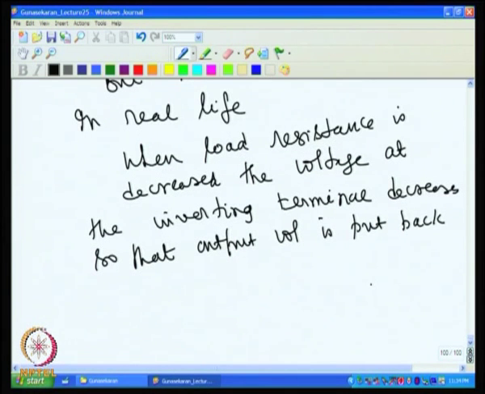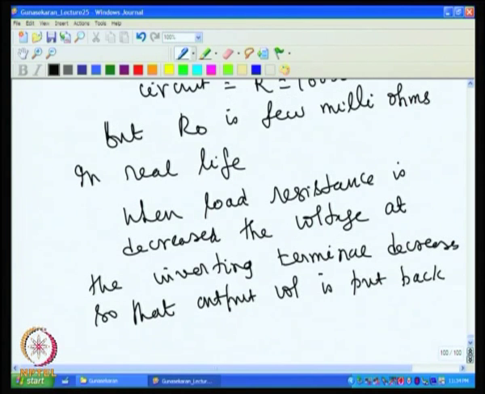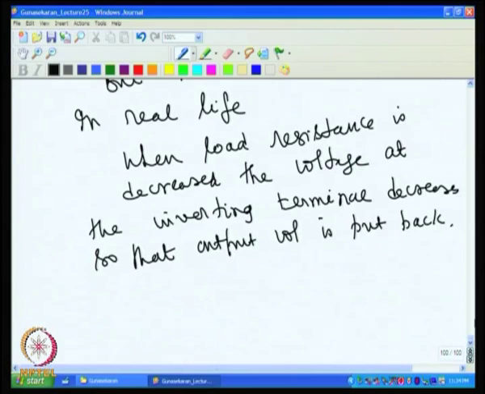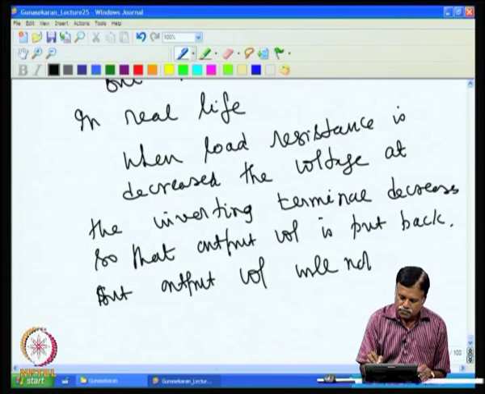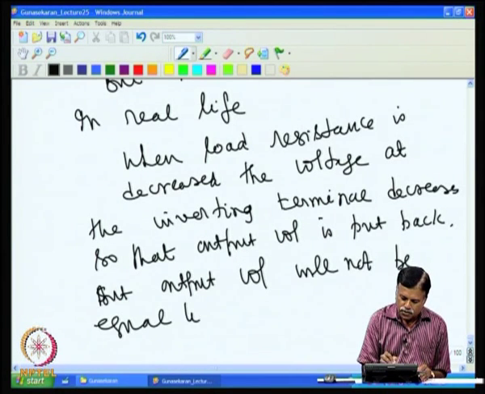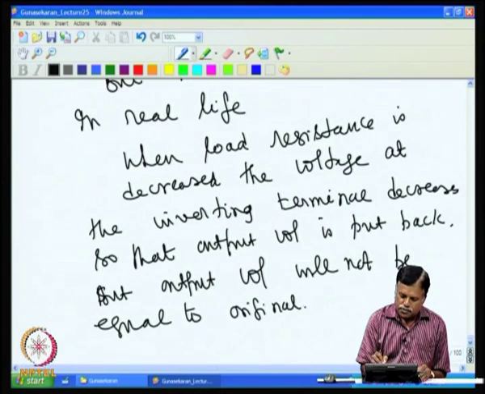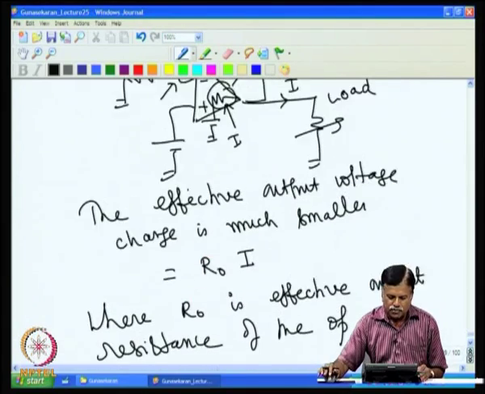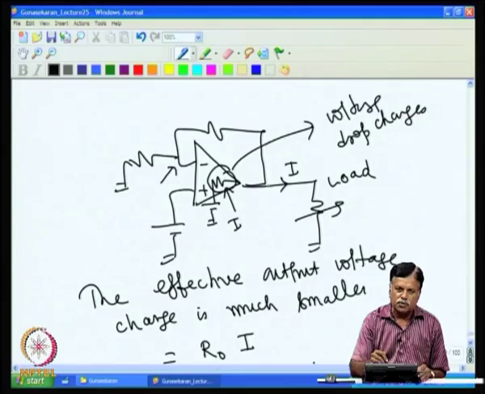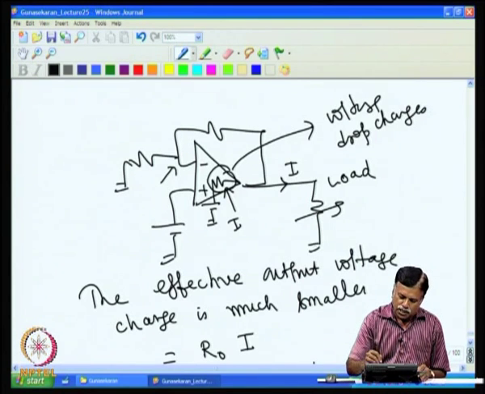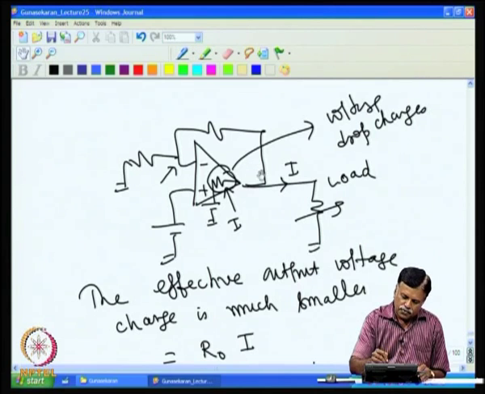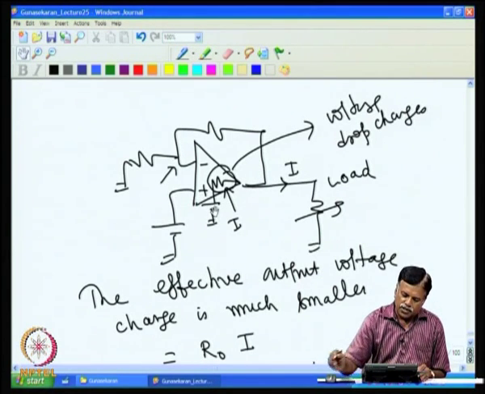So that means assume that the voltage change is put back, but there will be some voltage, but the output voltage will not be equal to the original value, because if the voltage at the inverting terminal has to change, then the output voltage also has to change, because output voltage change is the only thing that changes the voltage at the inverting terminal. So when you load the op amp, this voltage has to change and that also has to change, and this voltage has to increase. So this is what happens, but some small change in output is expected.